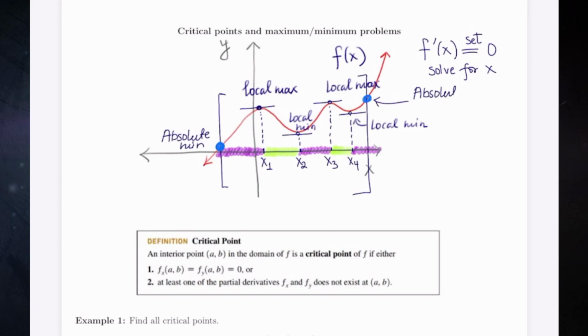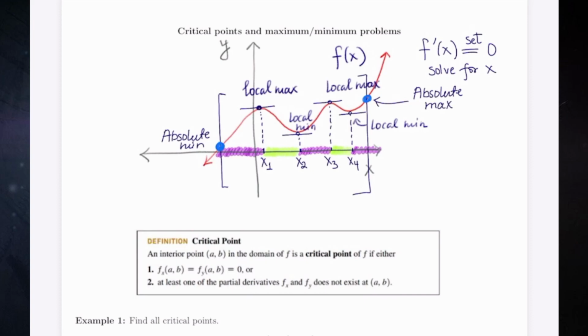That's not always the case, of course. It's just for this particular situation. That's how it worked out. All right. So I want you to keep this picture in mind as you are learning this chapter's material, because now what we're going to do, we're going to extend this idea to functions of two variables.